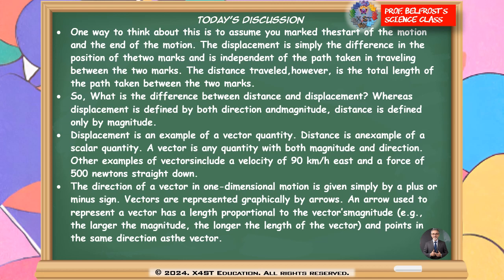One way to think about this is to assume you mark the start of the motion and the end of the motion. The displacement is simply the difference in the position of the two marks and is independent of the path taken in traveling between the two marks. The distance traveled, however, is the total length of the path taken between the two marks.